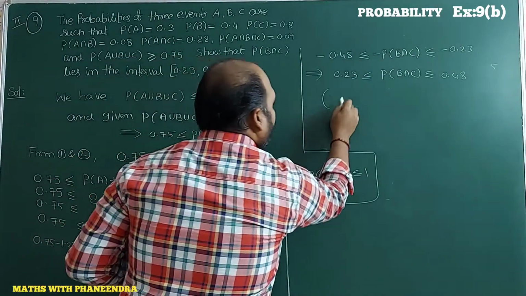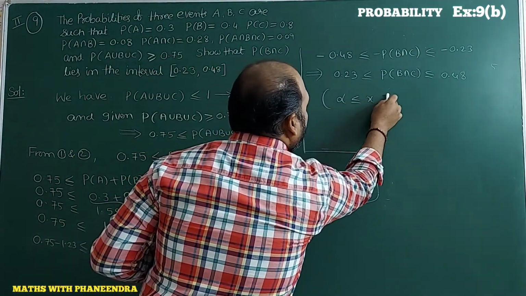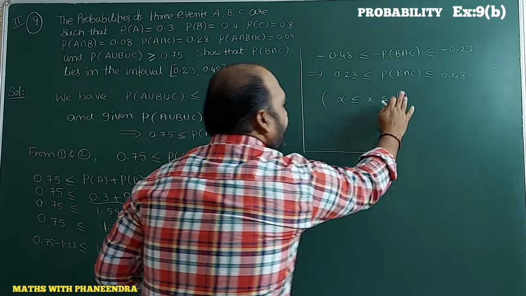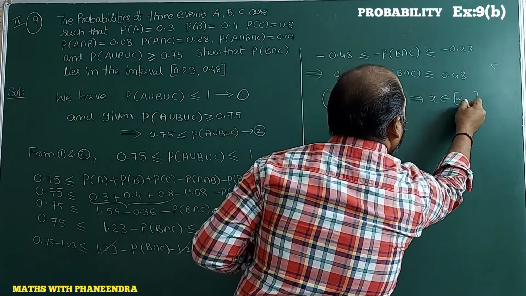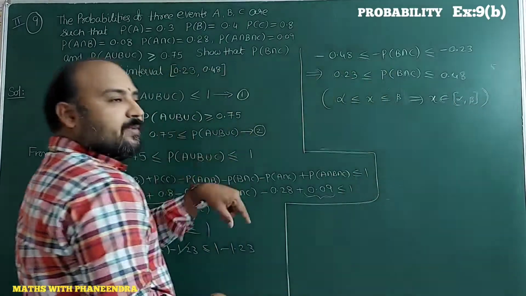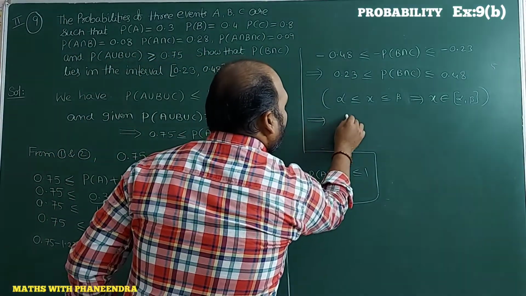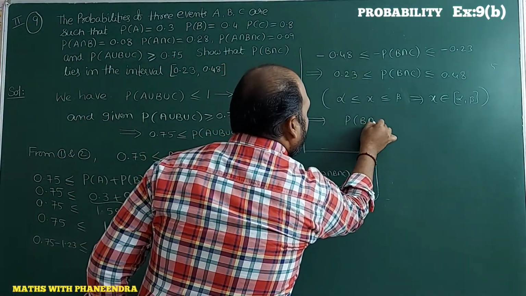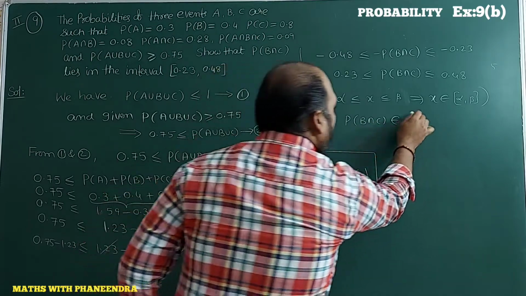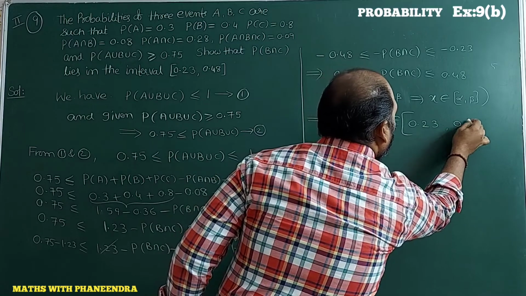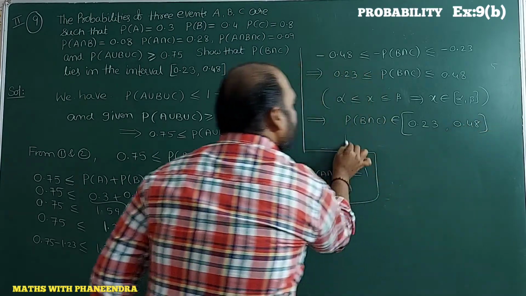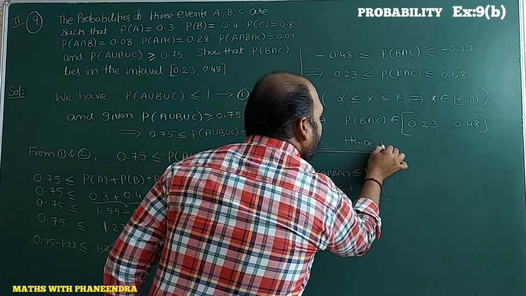We know that alpha is less than or equal to x is less than or equal to beta implies that x belongs to the closed interval alpha comma beta. Similarly, that implies that P of B intersection C belongs to the closed interval 0.23 comma 0.48. Hence proved. They are asking to prove this result.